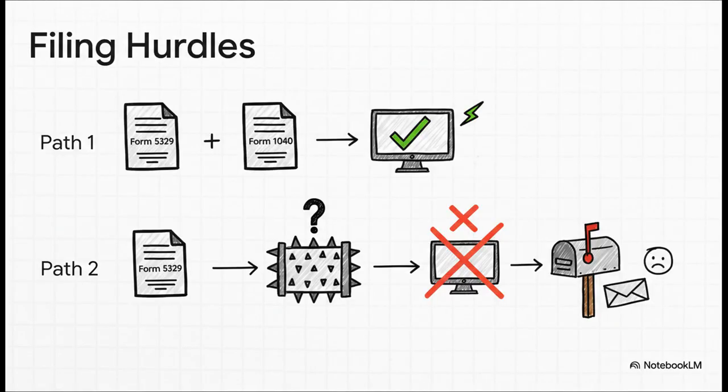Now listen up, because this is a major procedural trap you need to be aware of. The form is usually just filed with the 1040. But what if your client doesn't have a filing requirement? Well, in that case, the Form 5329 has to be filed all by itself. And here's the catch. A standalone Form 5329 cannot be e-filed. It has to be physically mailed in. That's a critical detail to know to make sure you get a timely filing.